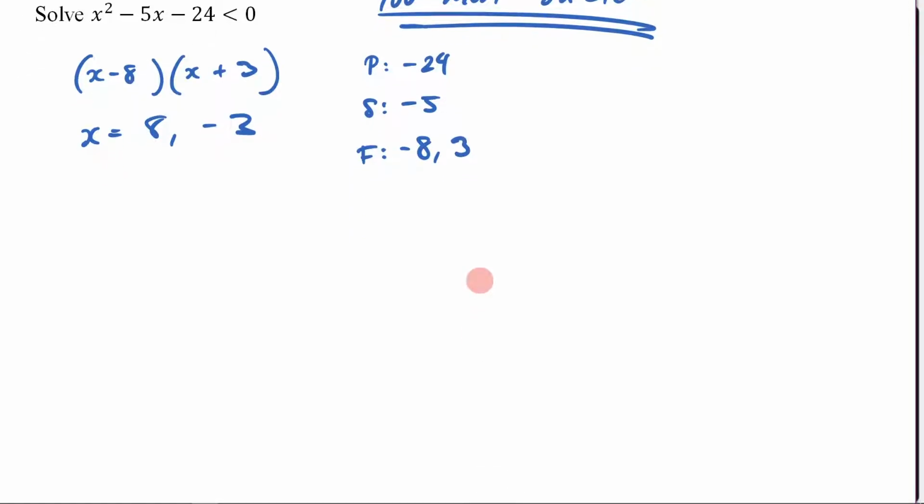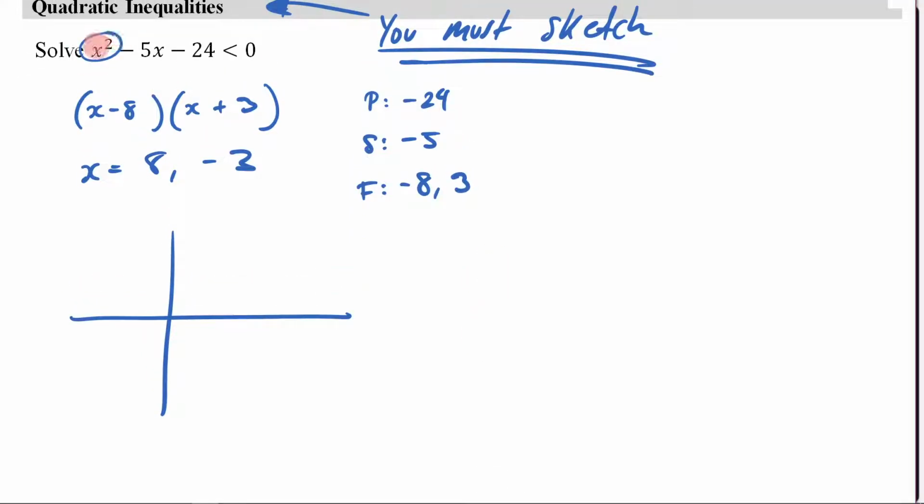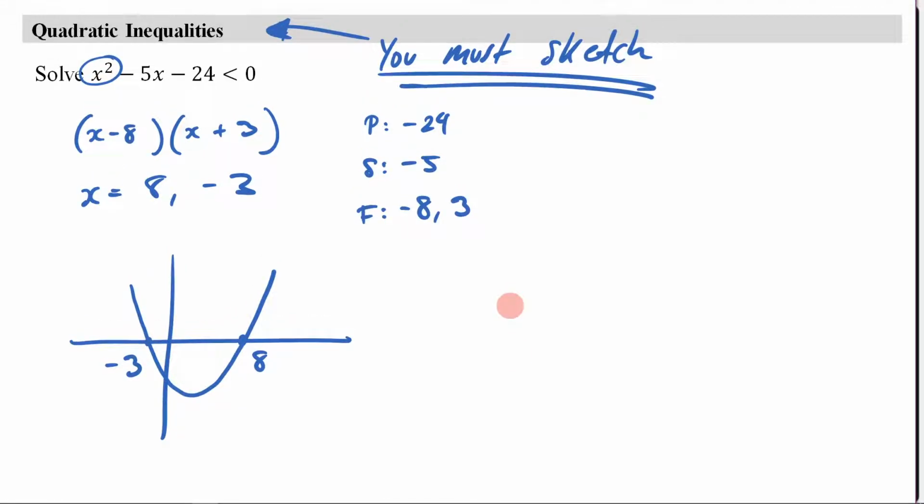So when I give this a sketch now, it's going to look like this. I know it's an upright parabola because I've got a positive x squared here. And let's see if I can do this a bit more accurately. It'll look something like that. That is 8. That is -3. Now what I want to find is, where is this less than 0?